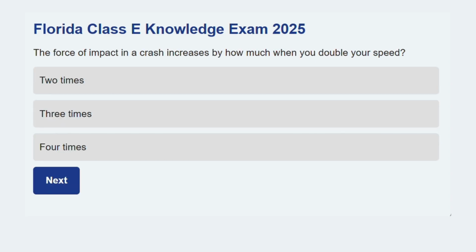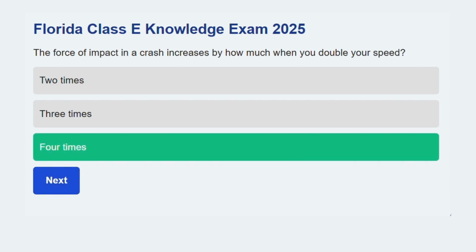Let's see this one. The force of impact in a crash increases by how much when you double your speed? 4 times. The force of impact increases by the square of the change in speed, making high speed especially dangerous.